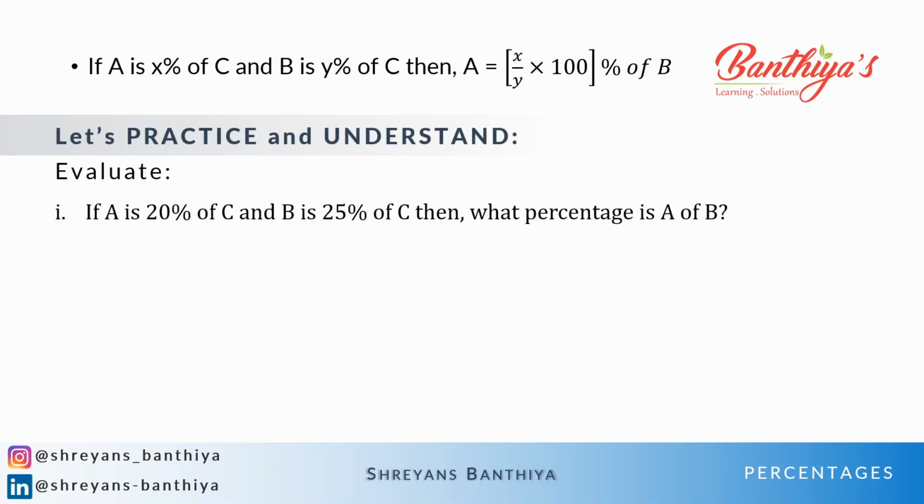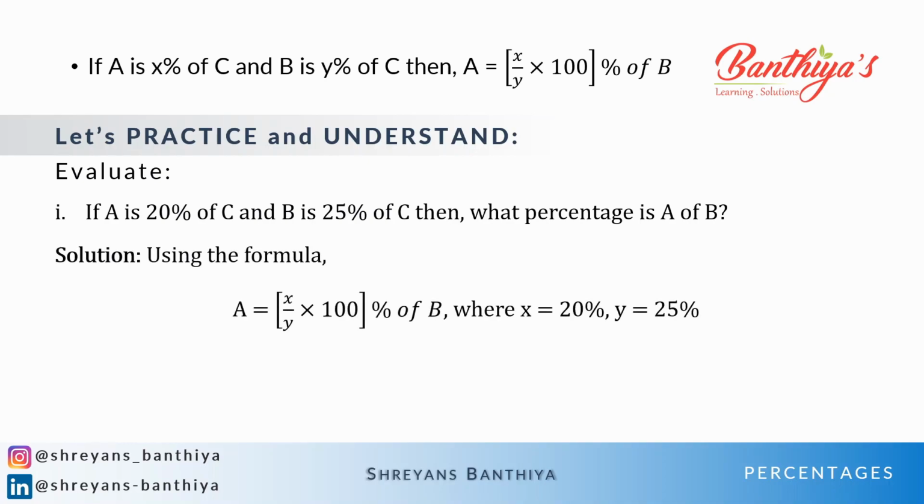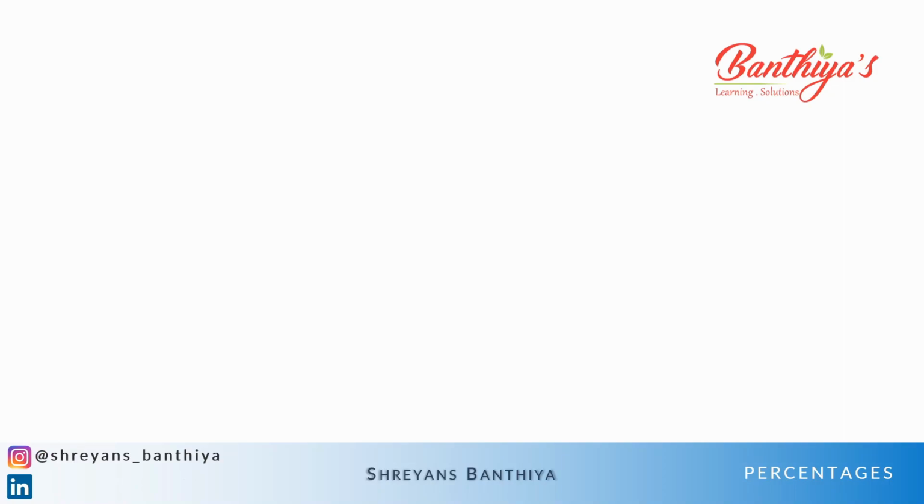So evaluate this question. I hope, guys, that you are getting to the answer. If not, let's see the solution. Now using the formula A equals X by Y into 100% of B, where X equals 20 and Y equals 25, already given in the question. Now solving this, we get A is 80% of B.